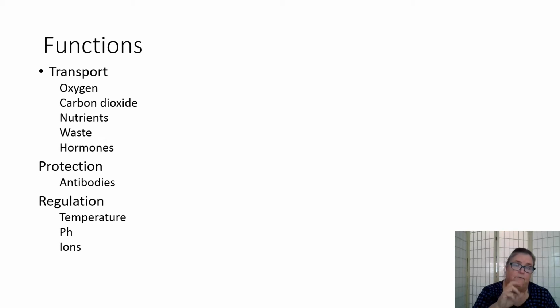The blood and vascular system is also providing protection by moving antibodies and molecules involved with the immune system. The blood is regulating temperature, pH, and ion concentrations, along with help from other organ systems.